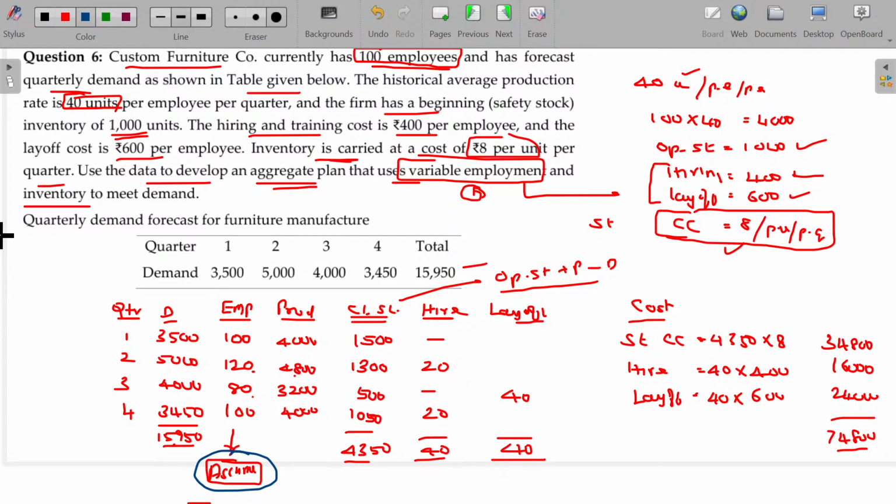Now let's move on to the next question, 7 and 8. I finish off 7 and 8 by today. So with that, aggregate planning is over. After the aggregate planning, material requirement planning, manufacturing resource planning, economic batch quantity. These 3 chapters will be taught after costing paper.